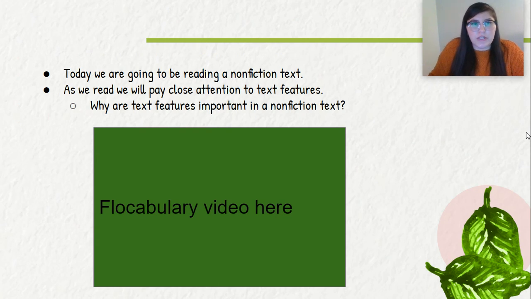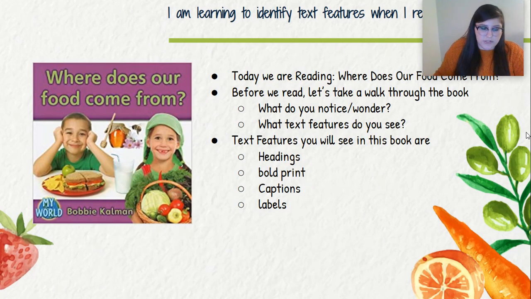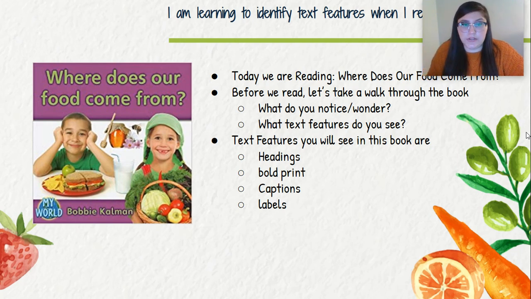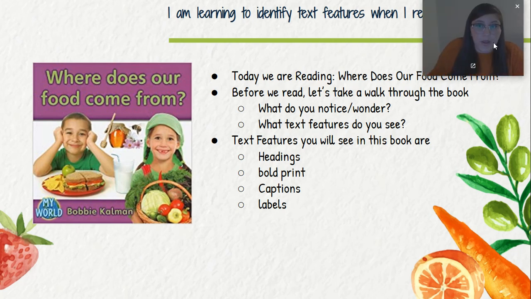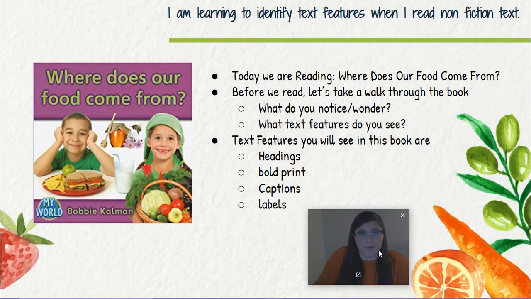Okay. So we are going to be reading a nonfiction text. And as we're reading our nonfiction text, which means real life, we're going to be looking closely at text features. Remember, text features are important because they help the reader understand what they're reading, what they're seeing, and they give us a little more information that's not included in what the text says. So we're going to read, Where Does Our Food Come From?